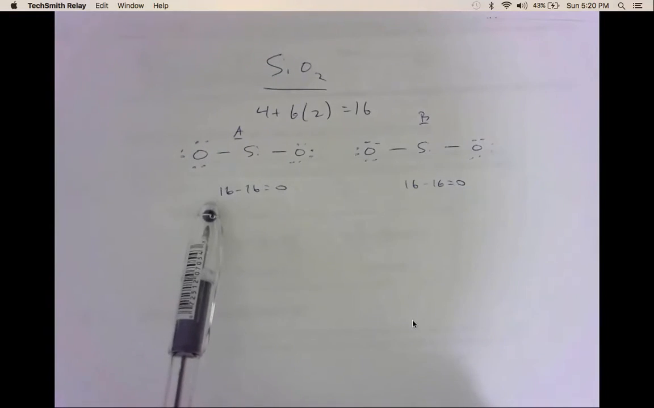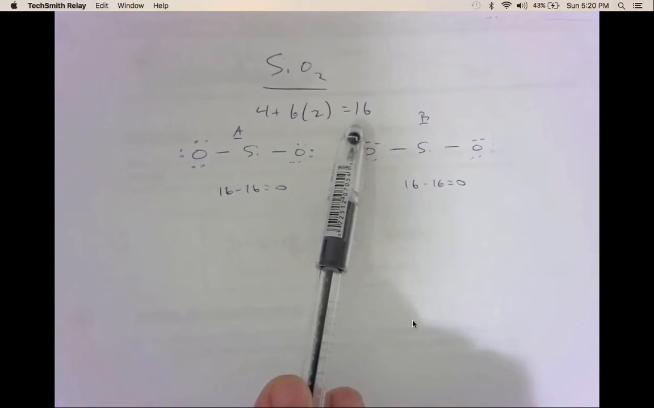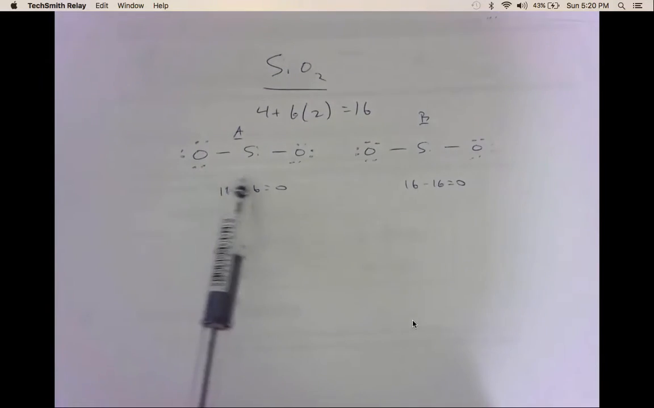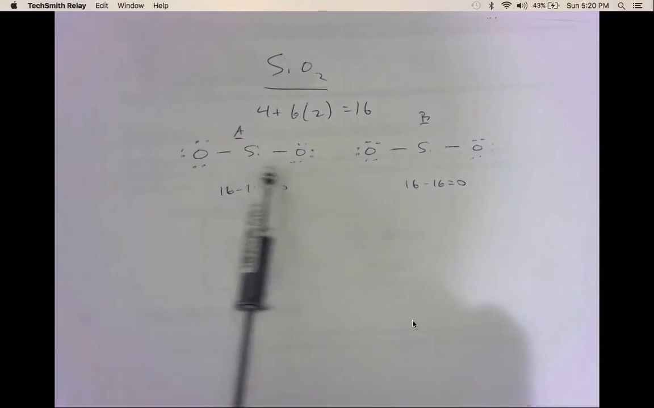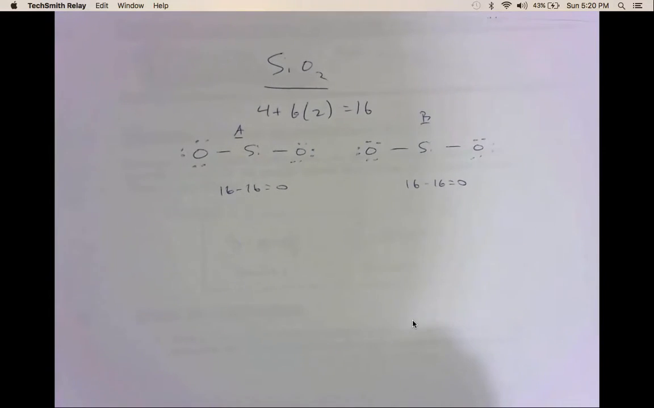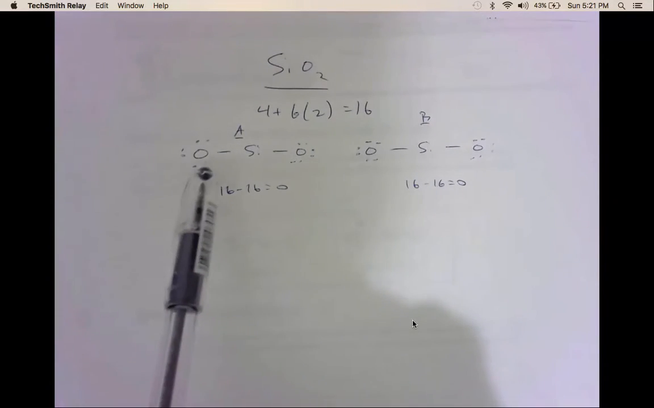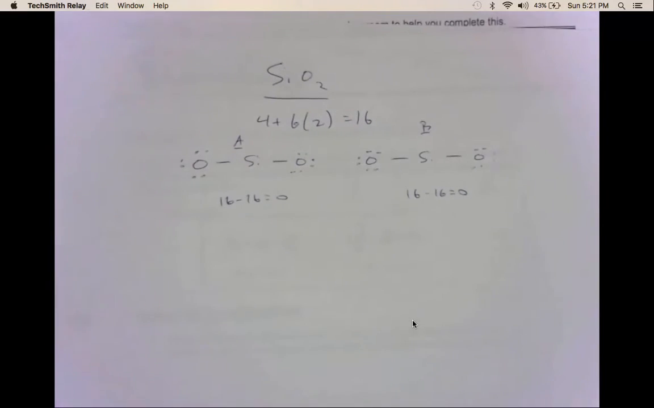Next, step 4 is finding the leftover electrons. So we find the leftover electrons by taking the total and subtracting by the number of electrons that are on the structures. Remember, dots are 1, lines are 2. So we can add them up. Remember, I count the dots as pairs. 2, 4, 6, 8, 10, 12, 14, 16. So that's why there's 16. 16 minus 16 is 0. However, we are not done.